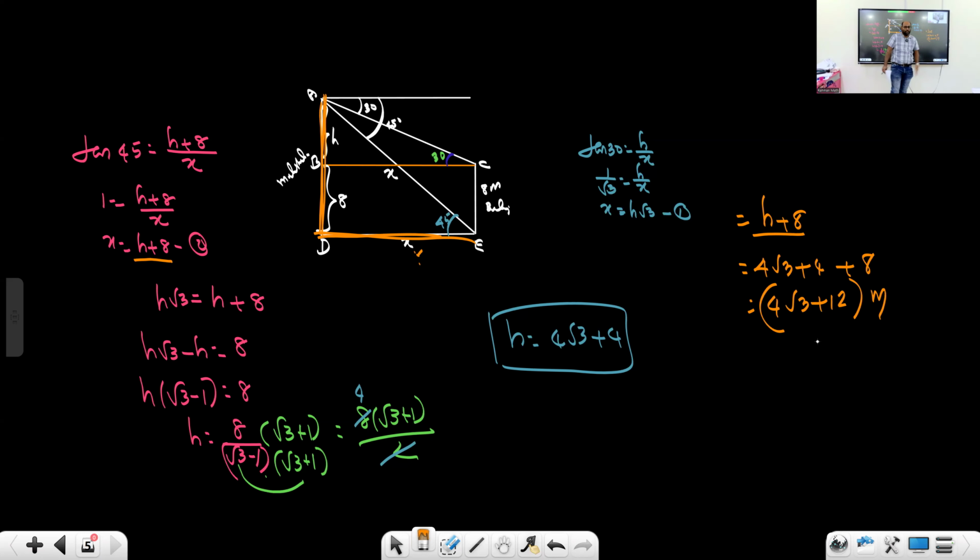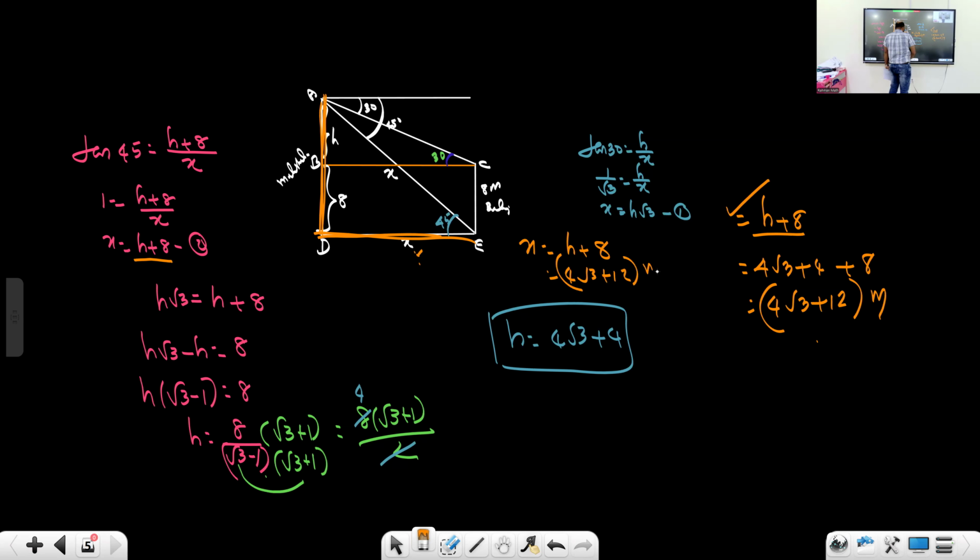And for the distance between these two buildings, from 2, you write: from 2, distance between these two buildings. You can substitute 1 also, but 2 is better. X equal to H plus 8. H plus 8 you already found. How much? 4 root 3 plus 12 meter.